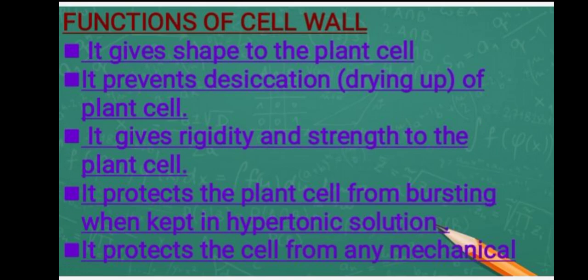Now let's see functions of cell wall. Why cell wall is important? Cell wall gives shape to the plant cell. It prevents the desiccation or drying up of the plant cell. It gives rigidity and strength to the plant cell. It protects the plant cell from bursting when kept in hypertonic solution. It protects the cell from any mechanical injury.